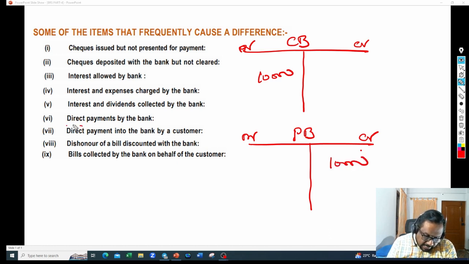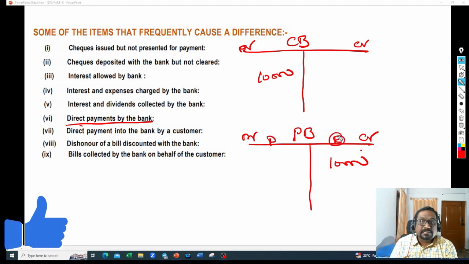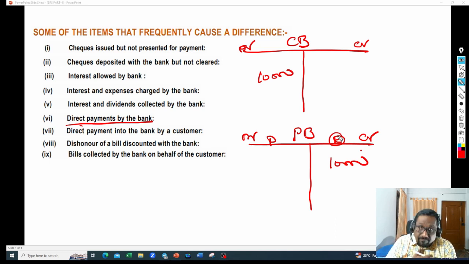Now, direct payments by the bank. We would have given standing instructions to the bank saying, Mr. Banker, you pay my mobile bill or you pay my utility bills. The banker would have made direct payments. When they make the payment, where do they record it? They record it on the payment side, because they are payments made by the banker on behalf of our business.